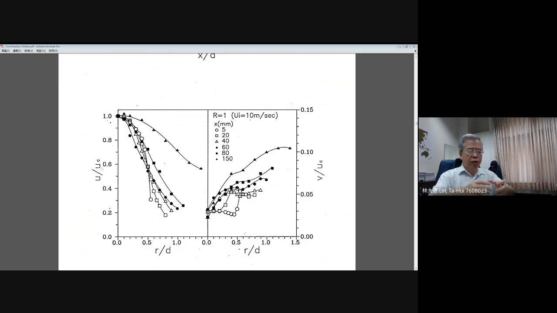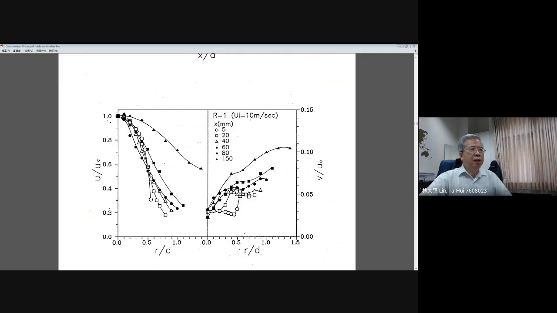The cylindrical jet, we have a center location. We do the measurement for that and do the non-dimensionalization for each axial velocity, also the radial velocity. Now you look at x, the axial coordinate. When you do the measurement for the axial velocity distribution at a position very close to the exit plane, for example, x equal to 5, very close to the exit plane.